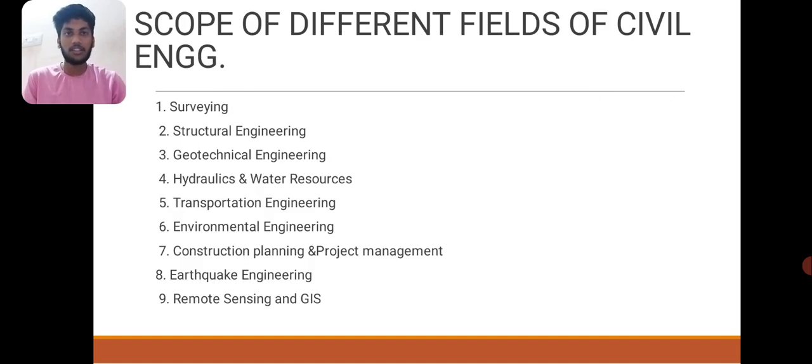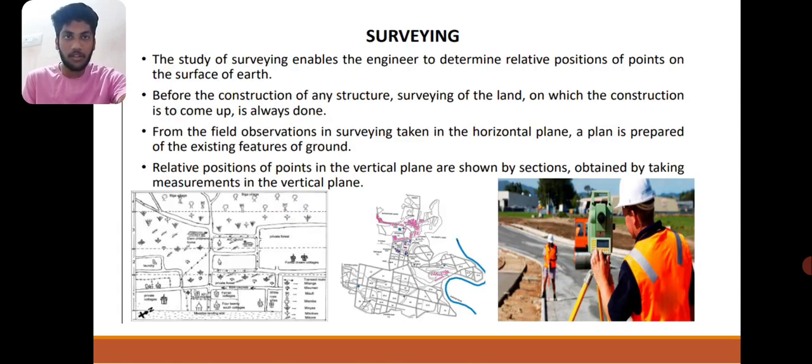So in that there is a scope of different fields of civil engineering. It includes 9 types. In that, first one is surveying, structural engineering, geotechnical engineering, hydraulics and water resources, transportation engineering, environmental engineering, construction planning and project management, earthquake engineering, remote sensing and GIS. So shall we go? In that first one is surveying.